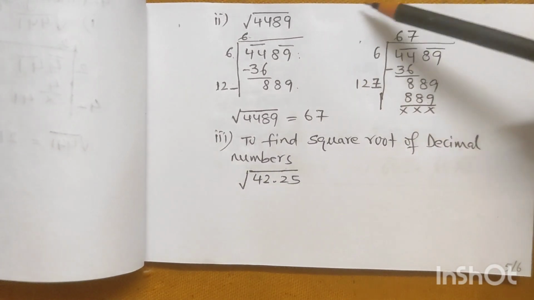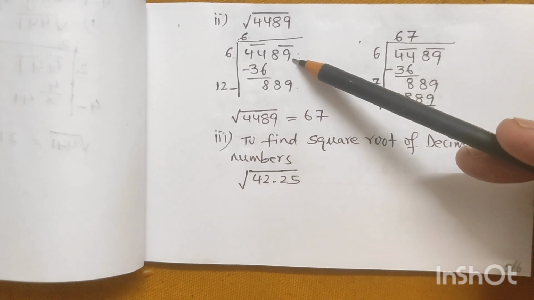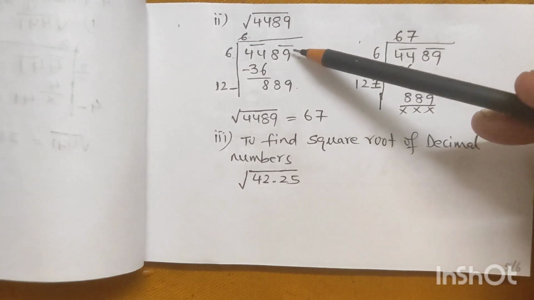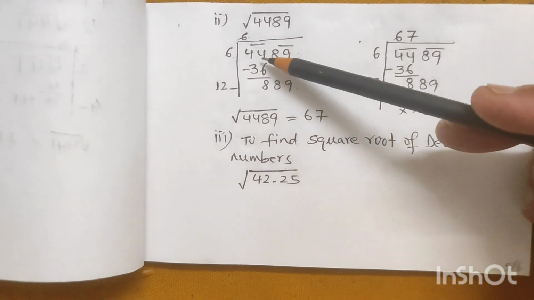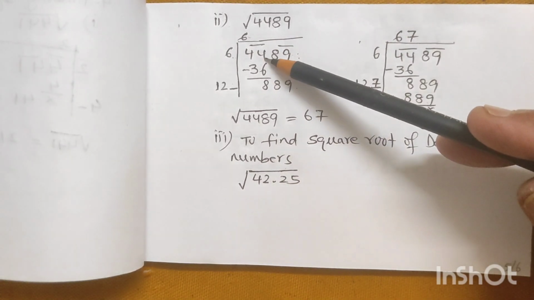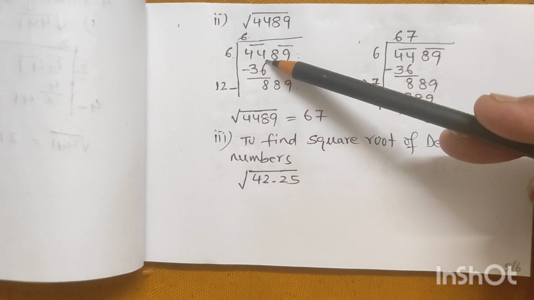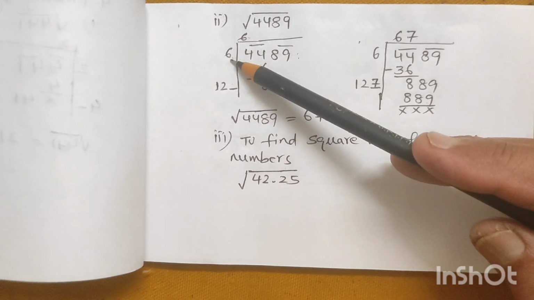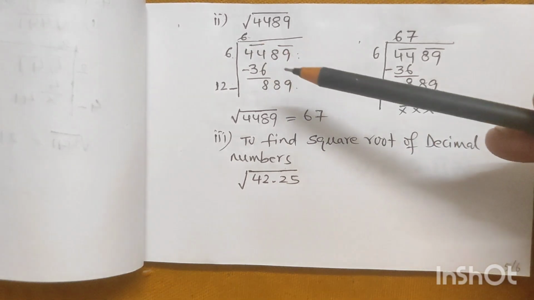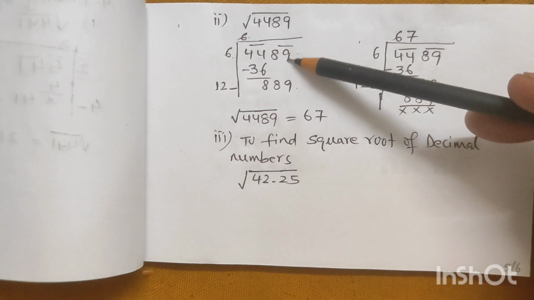Now finding the square root of 4489, we write the number here. Start putting bars like this. On 2 digits put 1 bar, then next 2 digits we put another bar. So we take up the first bar. We have to find a number whose square is less than 44. So 6 we take. The square of 6 is 36. We write 6 here. We subtract it, get 8 here. Take down the next number 89.